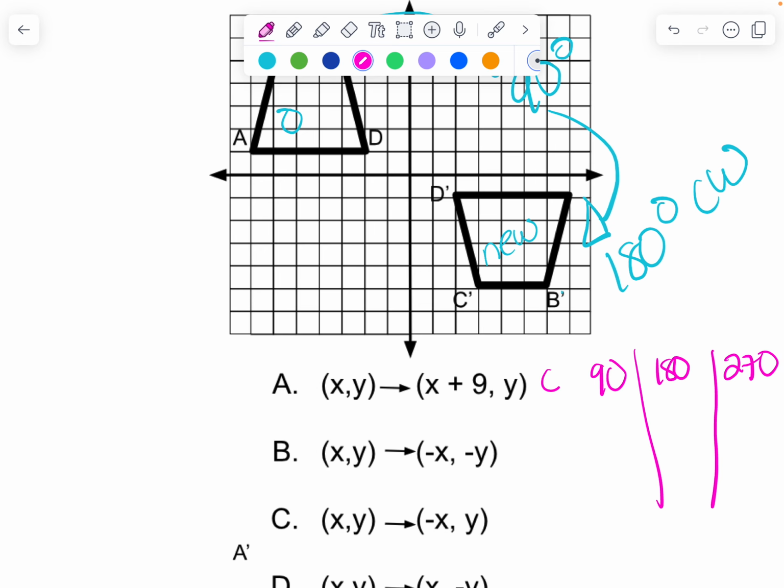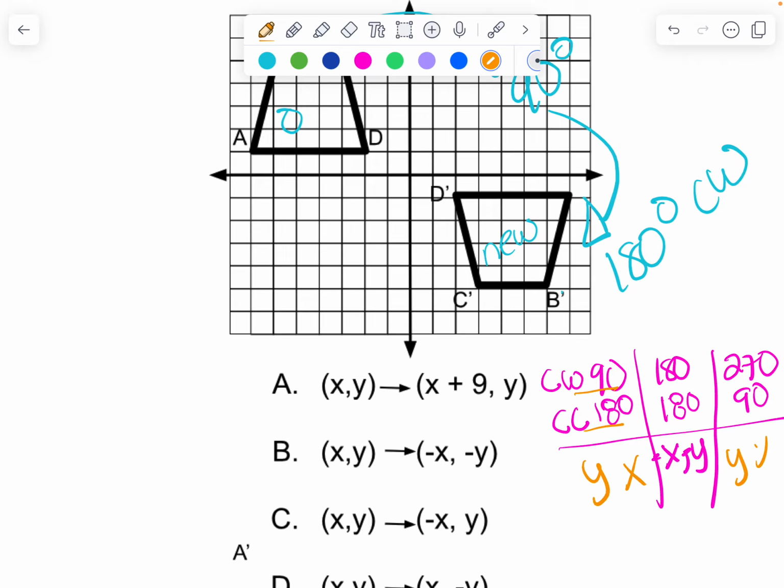That's going clockwise. Counterclockwise, I remember that 180 stays the same, and then these are going to become the opposites. Okay, now they share the same rules. So 180, the variables stay the same, but they both become the opposites. Now, because on these, the degrees are the opposites, you switch your letters. So y and x, the x takes the negative first, and then the y. And you're going to utilize this chart to help you answer your question.